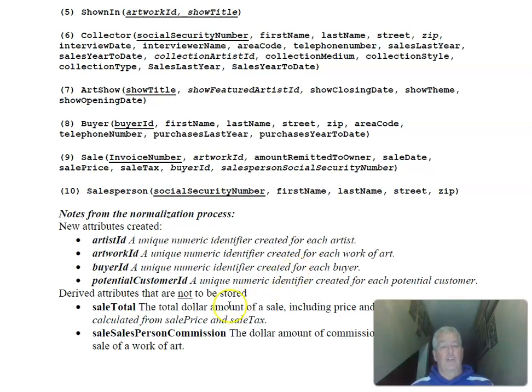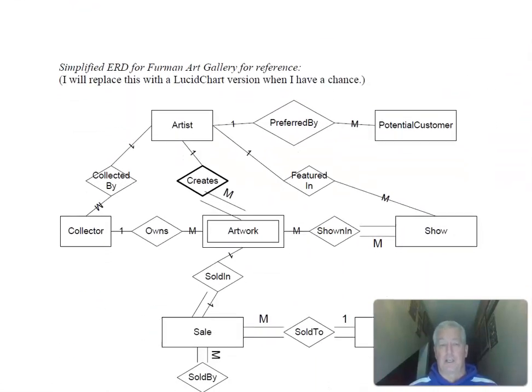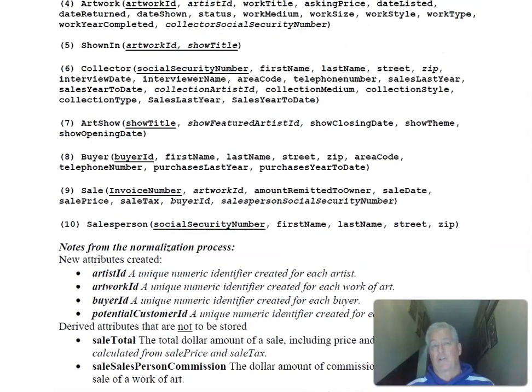The other thing to mention is that I did not put sale total and salesperson commission in the sale entity here. Those I decided would be calculated or derived attributes that are not actually stored. So notice that those would be in the ER diagram if I were to draw that with all of the attributes. But then, since they're not going to be stored, they're left out of the sale relation. So again, look these over first with your team, okay, and ask me whatever questions you have.